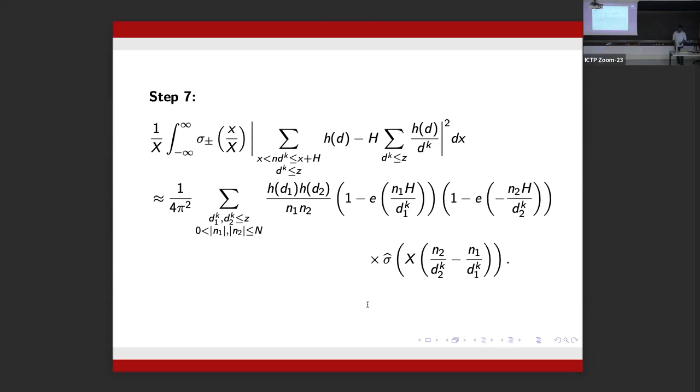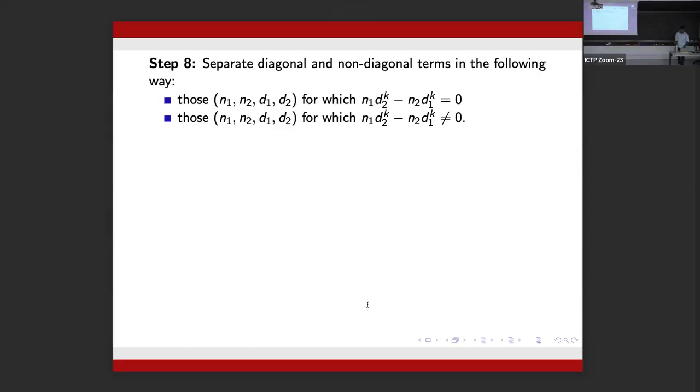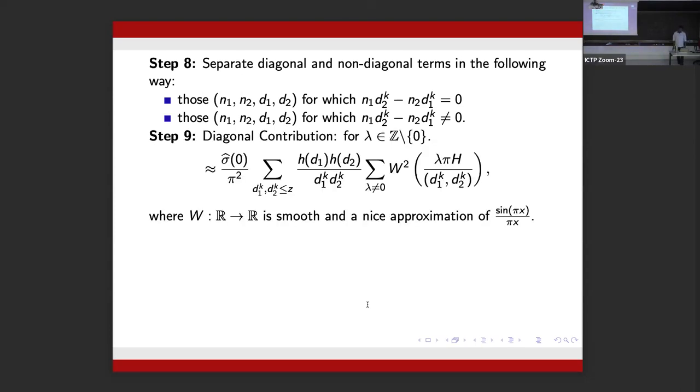Using this, we can write this as a smooth version of the small divisor variance in terms of the Fourier transformation of sigma. Now you see that inside sigma, we can consider diagonal and non-diagonal terms as usual. If you make it zero, it is just the diagonal contribution. This depends upon the solutions of this quadruple when this difference is equal to zero, and non-diagonal solutions when it is not equal to zero. When it is not equal to zero, in this case we use the support of this Fourier transformation of sigma. Then the diagonal contribution we can write in this form, where this omega squared was actually like sine pi x by pi x squared, but we replace it with a nice smooth function, which is a nice approximation of this function, and this is possible.